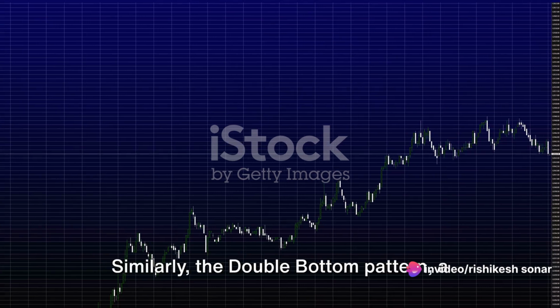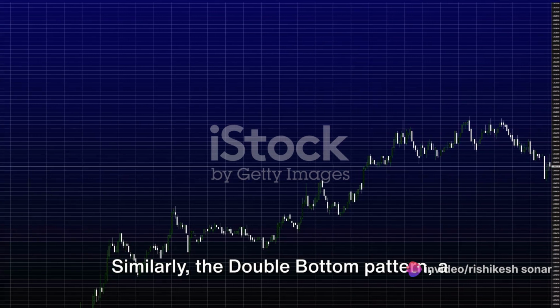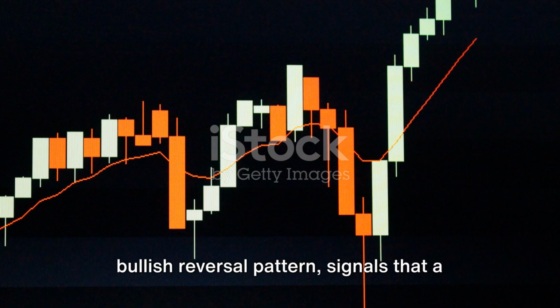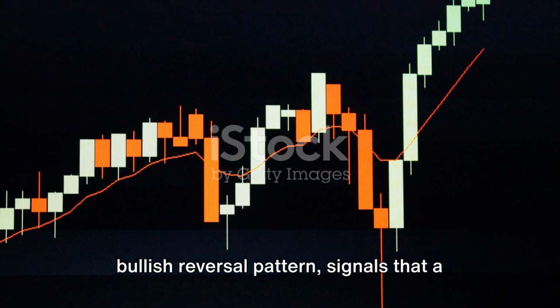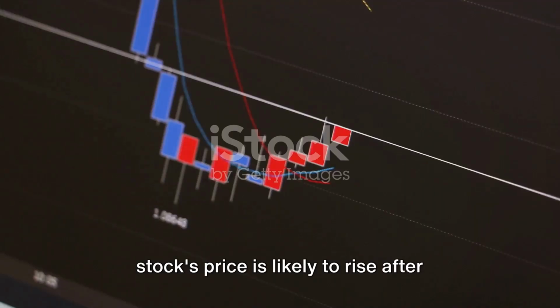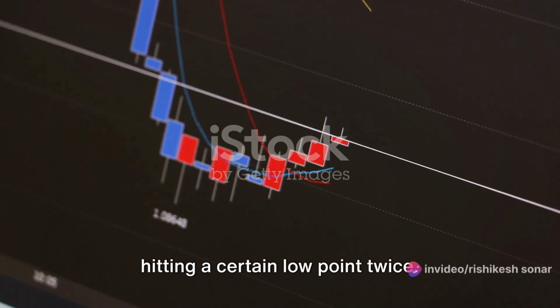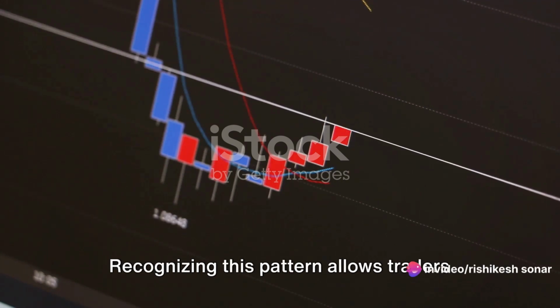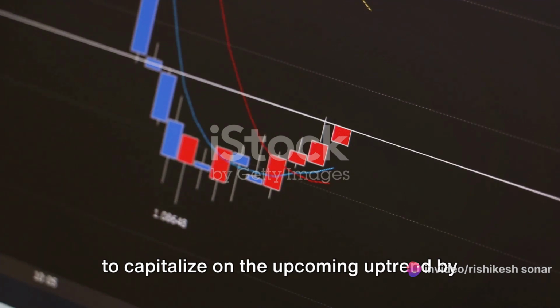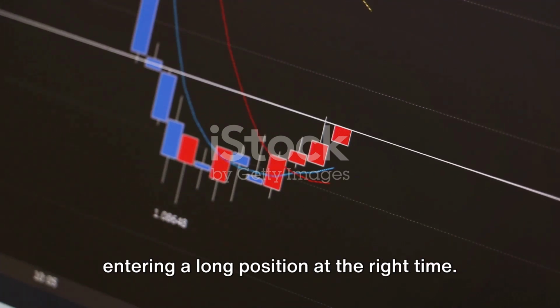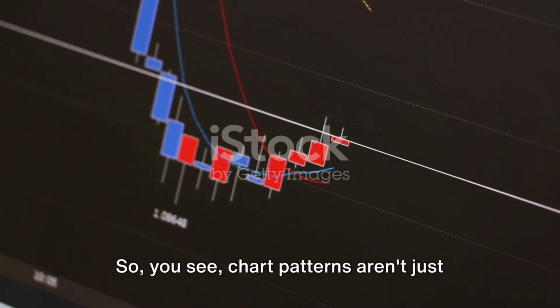Similarly, the double bottom pattern, a bullish reversal pattern, signals that a stock's price is likely to rise after hitting a certain low point twice. Recognizing this pattern allows traders to capitalize on the upcoming uptrend by entering a long position at the right time.